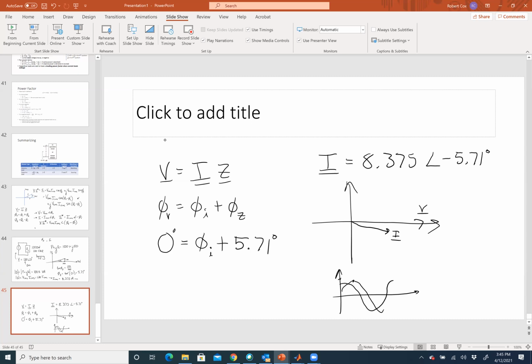When we use the terms lagging or leading, we talk about what the current is doing relative to the voltage. If the current is behind the voltage, it's lagging. If the current is ahead of the voltage, it's leading. When they're the same, they're in phase, and we call that unity power factor. Most of the time these problems are going to be lagging or leading. You're really never going to have unity, because the problems become too simple.